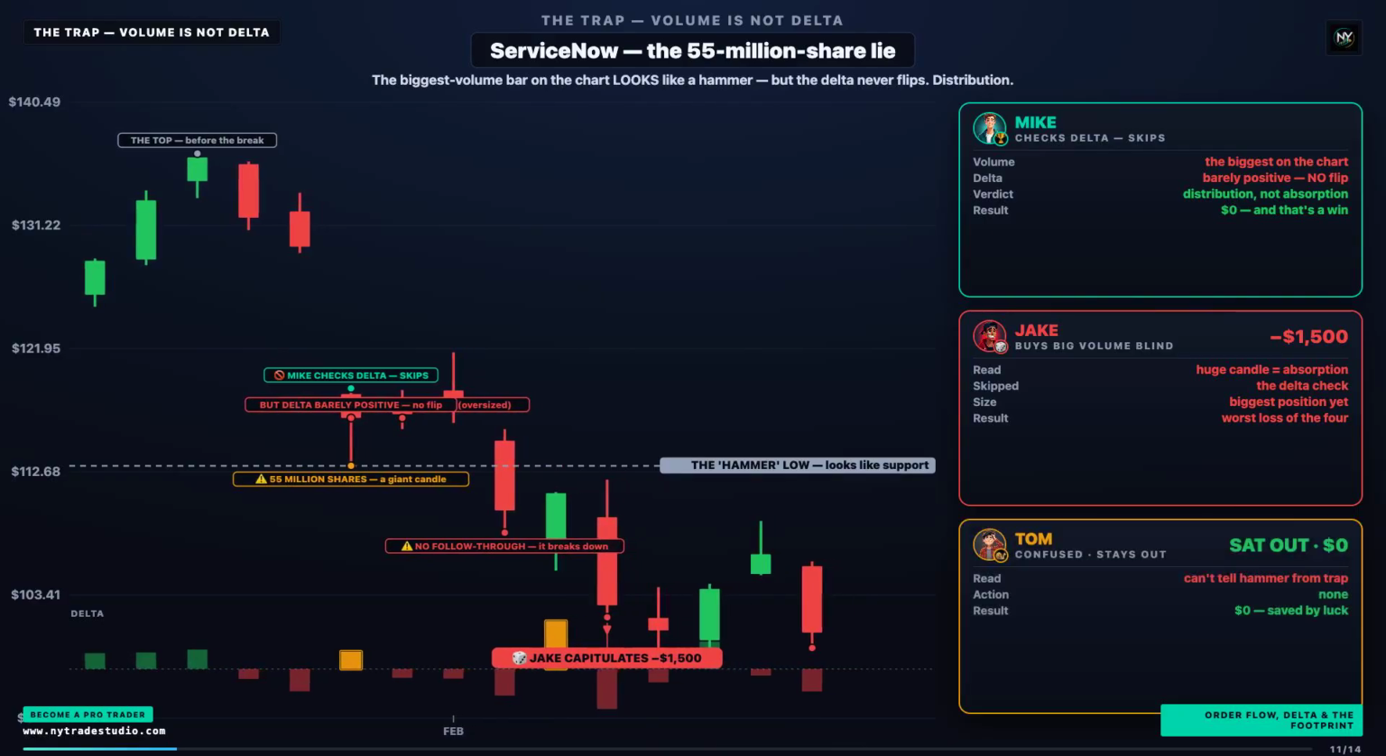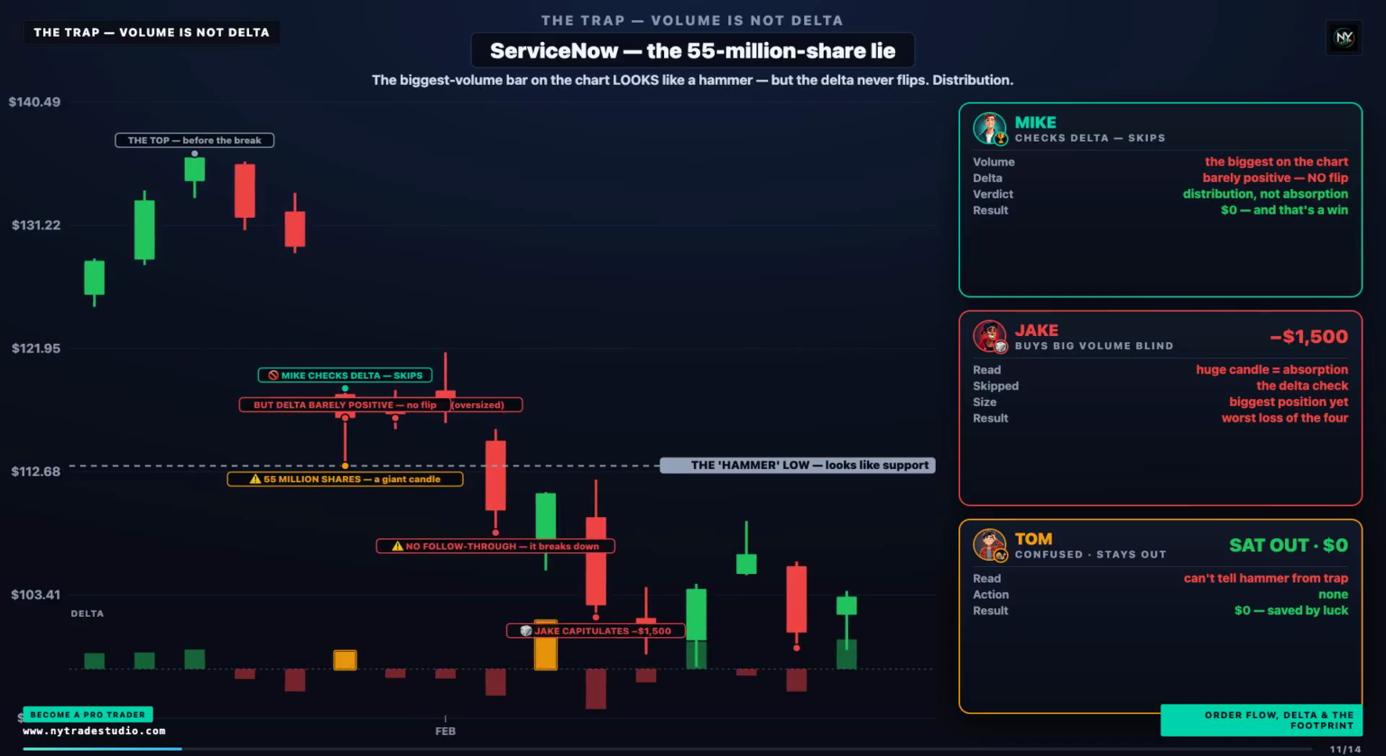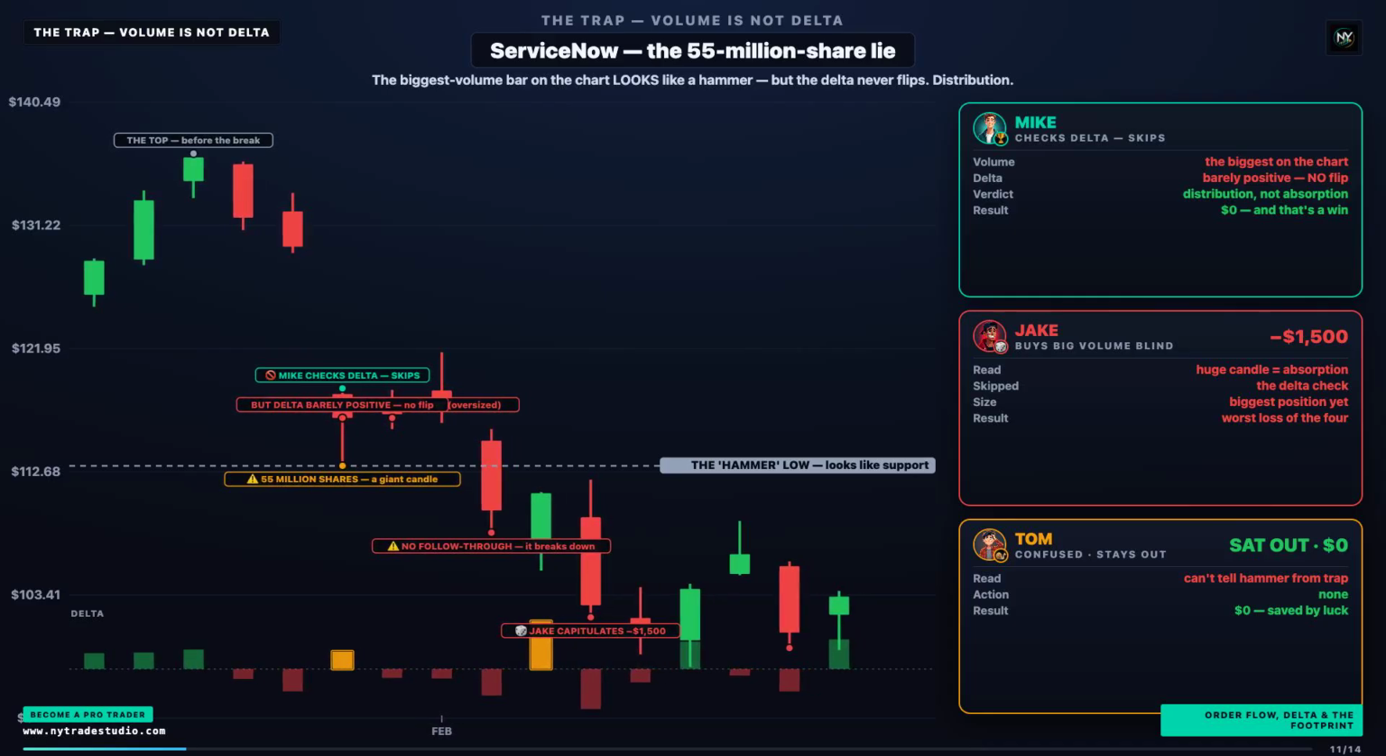This is the rule that protects your account. Volume tells you how many shares traded. Delta tells you who won. A giant candle whose delta is barely positive was not absorbed. It was handed to the crowd, and Mike skipping it was the best trade in this video.